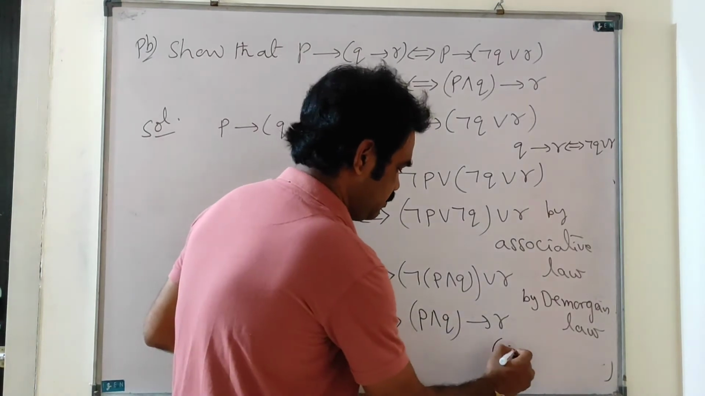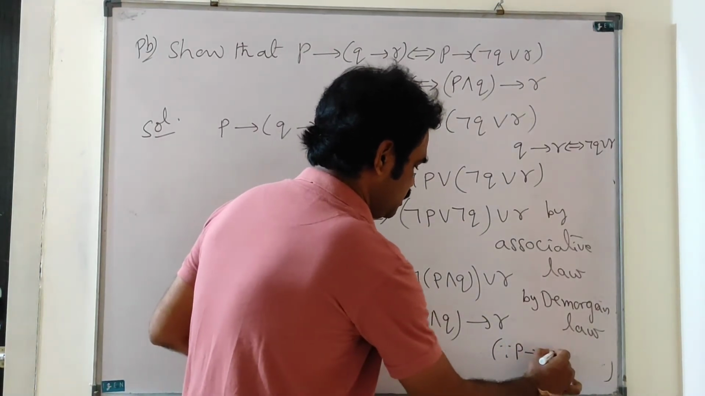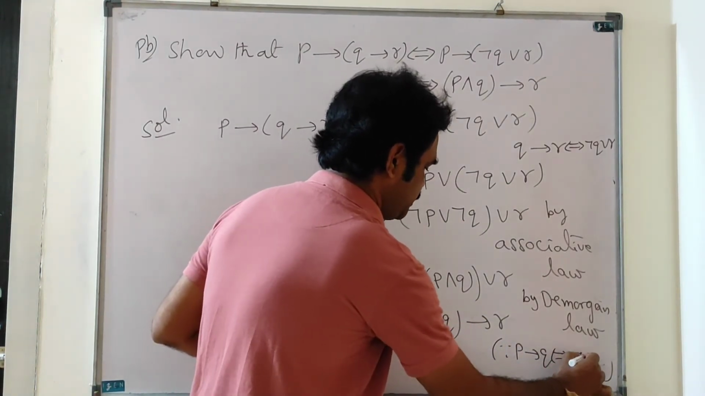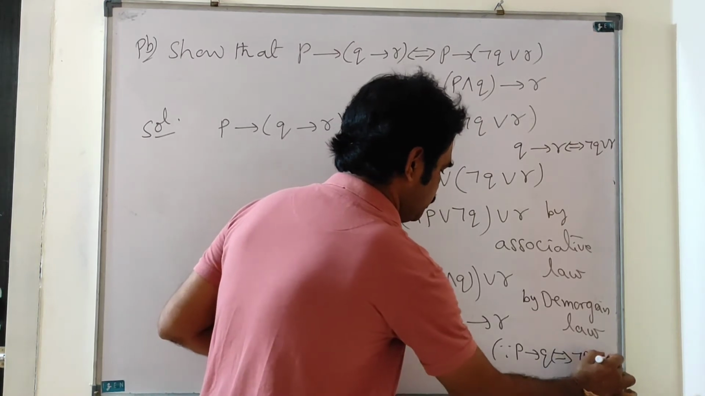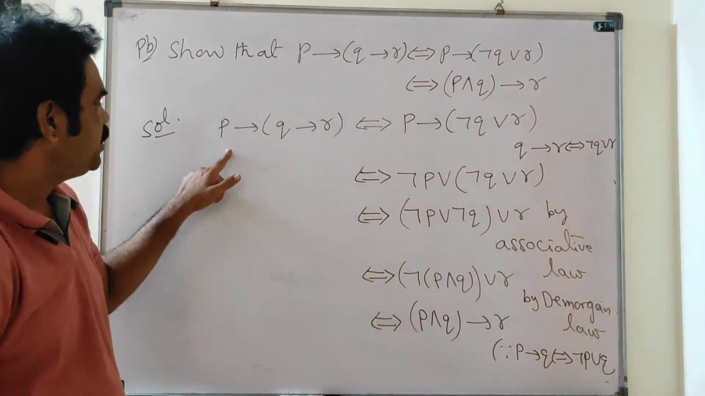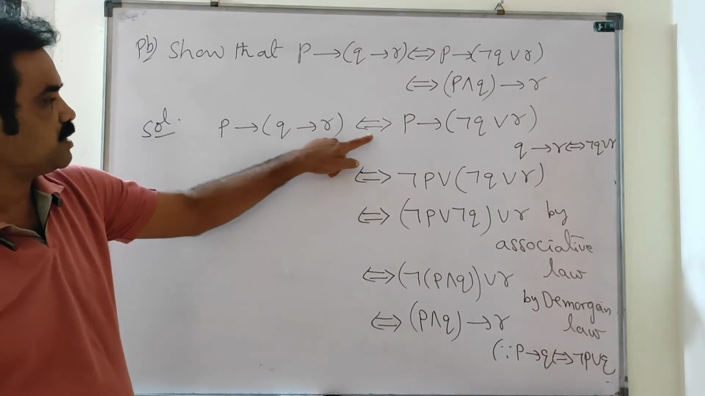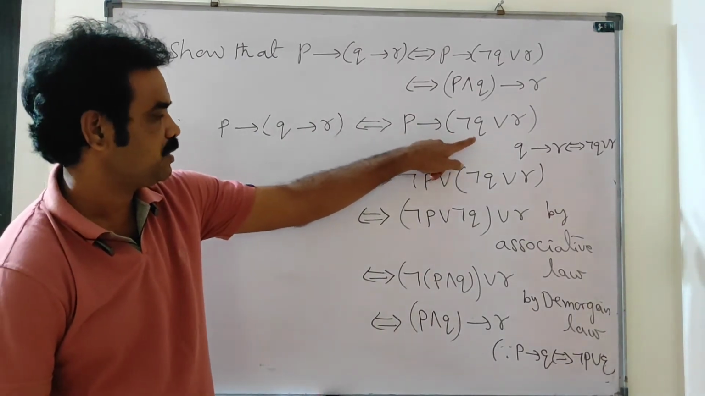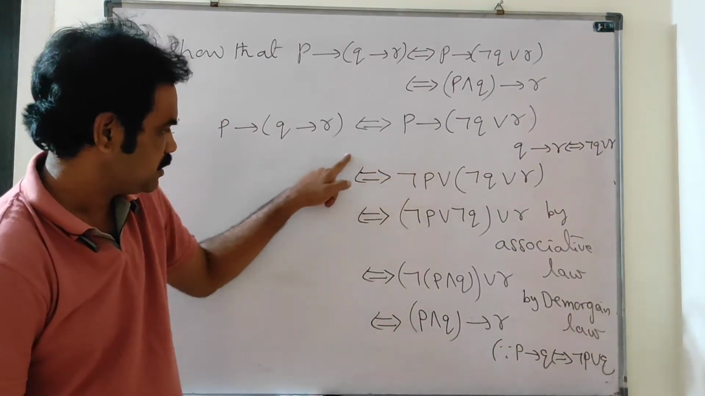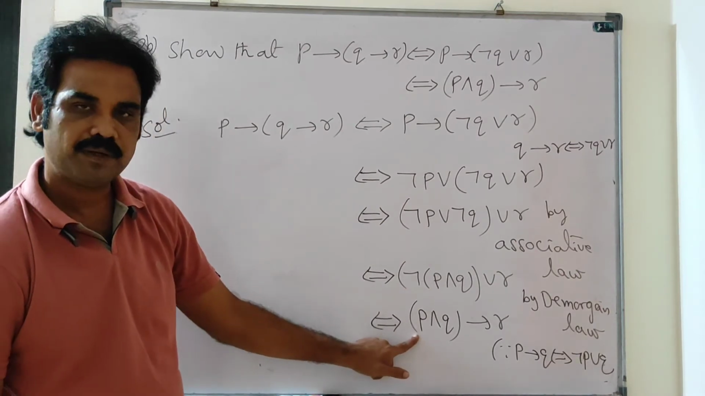Since P implies Q is logically equivalent to negation P or Q, therefore P implies Q implies R is logically equivalent to P implies negation Q or R, and that is logically equivalent to P and Q implies R.